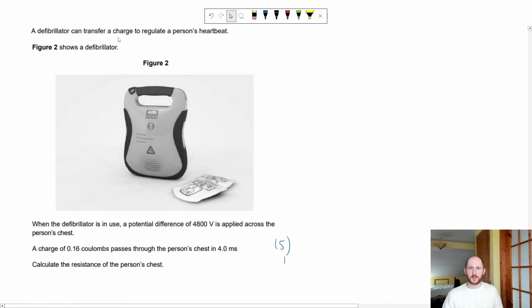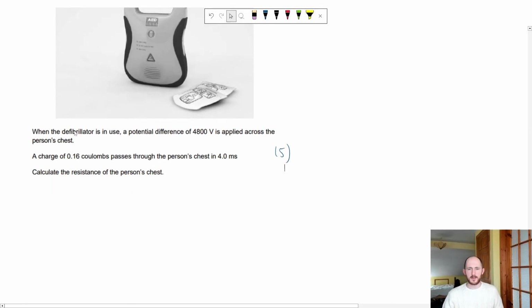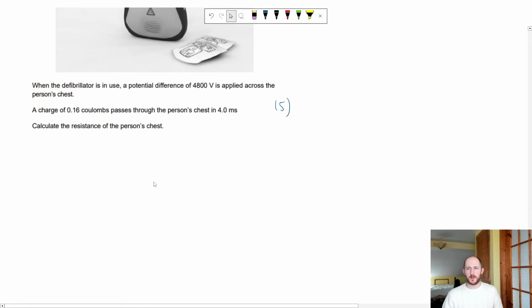A defibrillator transfers charge to regulate a person's heartbeat. Don't really care about what it looks like. When the defibrillator is in use, a PD of 4800 volts is applied across the person's chest, and a charge of 0.16 coulombs passes through the person's chest in 4 milliseconds. Calculate the resistance of the person's chest.